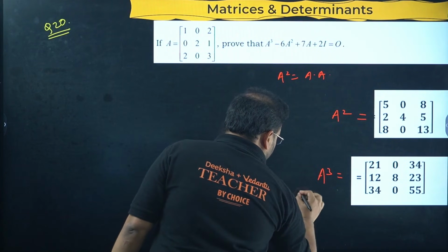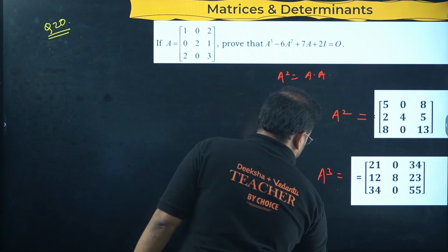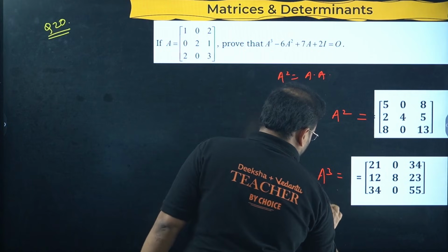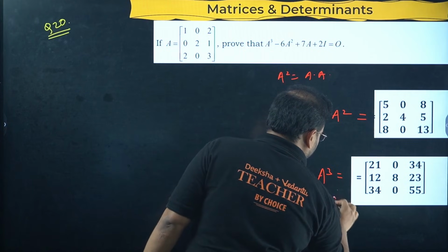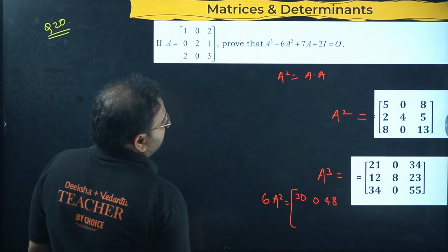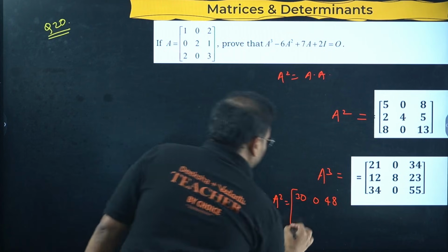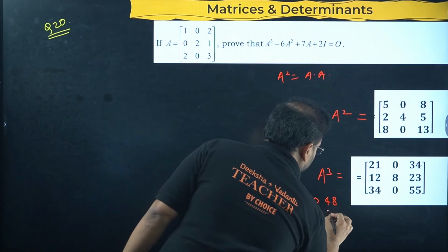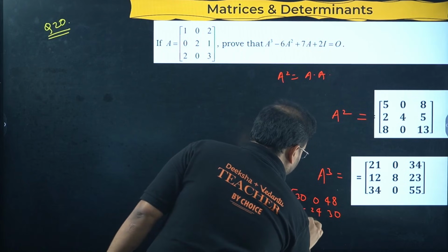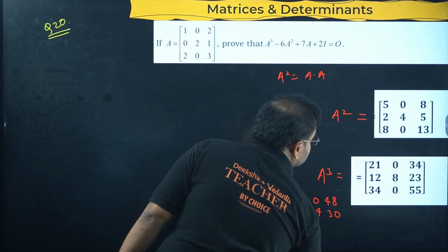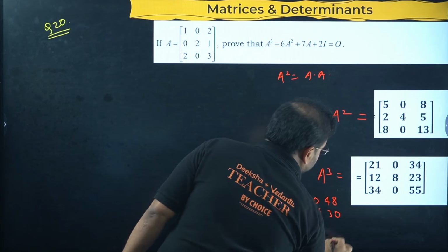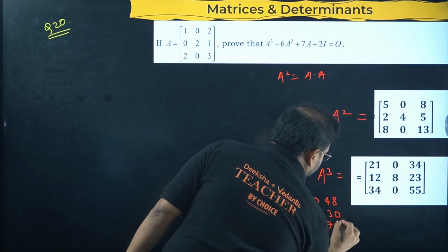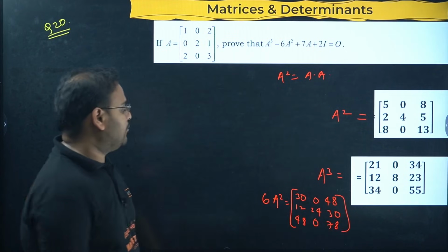Let's find 6a square. Multiply this. We have 30. We have 0. 6 means 48. I'm finding 6a square, right? 6 5 is 30, 0, 48, 12, 24, and 6 5 is again 30. 6 8 is 48. We have 6 0 is simply 0, and 6 13 is 78. 6 13s are 78. Okay, 6a square is there.